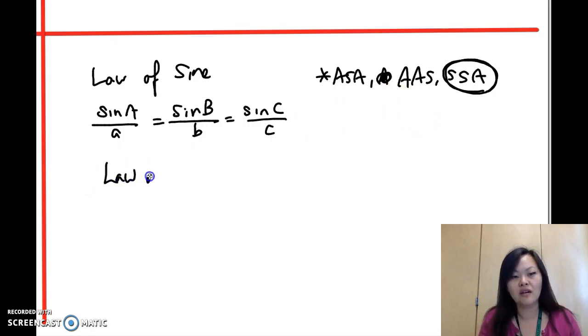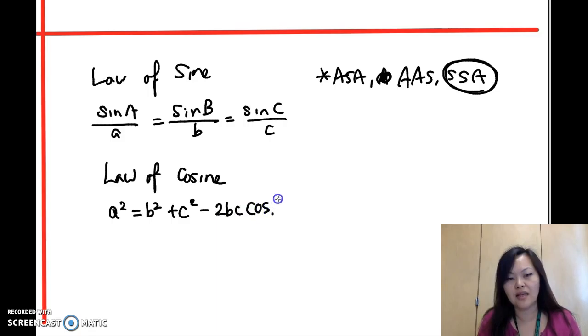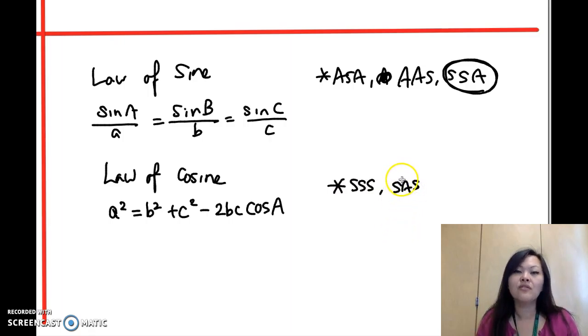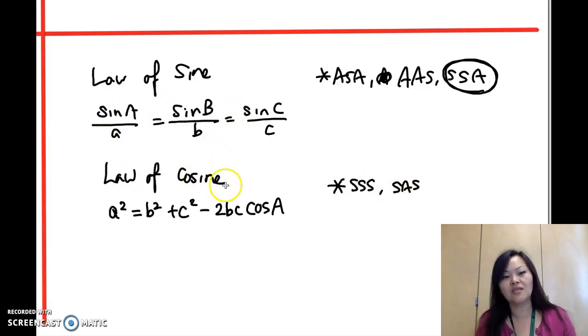We also have the law of cosine. And I told you to use this method using your fingers, right? So there you go. A squared is equal to B squared plus C squared minus 2BC cosine A. Okay, it's just like that. And when do we use this? SSS or SAS. So first when you look at a triangle, you have to determine what kind of triangle it is, what information you have. And then you have to use the law of sine or the law of cosine.